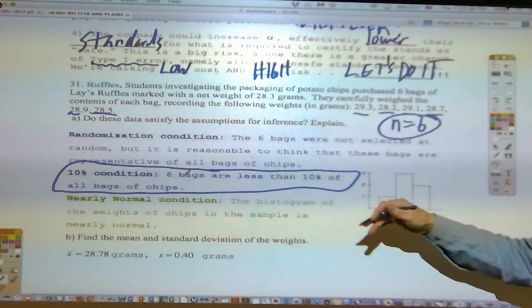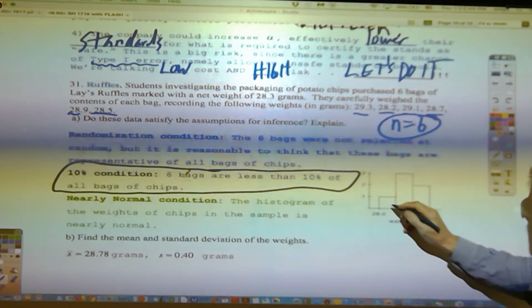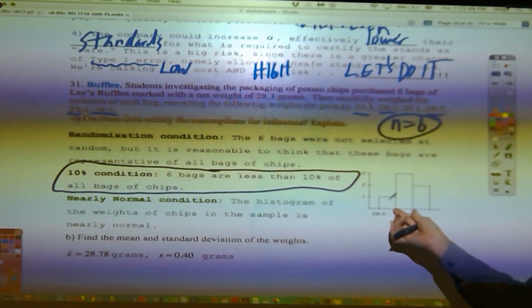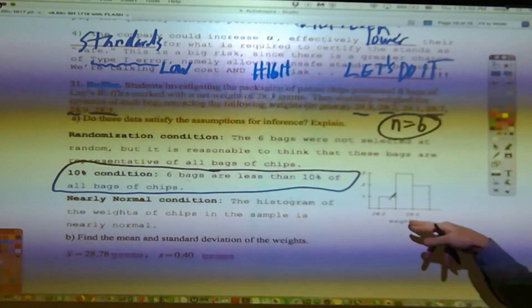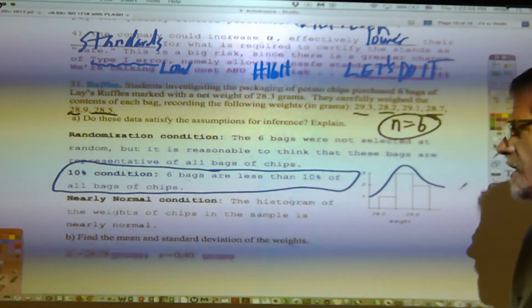Nearly normal condition, you have to make a histogram. You actually have to take these 6 numbers and go, okay, there's 3 of them in the interval 28.5 to 29. Only 1 of them is in this interval, 2 of them are in that interval. Look, unimodal and symmetric, so we're good to go, nearly normal condition.